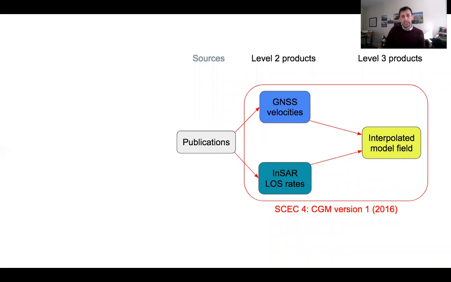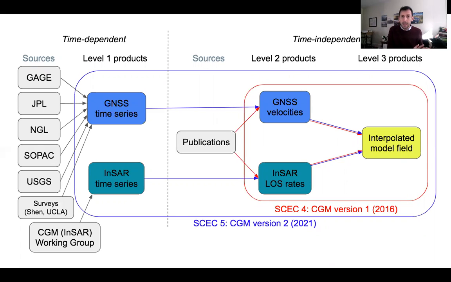So again, just to restate what I've already said, the SCEC 4 CGM version 1 was released in 2016, consisted of GNSS velocities and InSAR line of sight rates from publications, and they were interpolated into strain rate fields. The CGM2 has taken a step back towards the time-dependent domain and focused on time series. The time series are combined from several different analysis centers which produce products that are publicly available. More on that in the next talk. And we also have InSAR time series from the InSAR working group here, which again, you'll hear more about in the summary of the InSAR products.